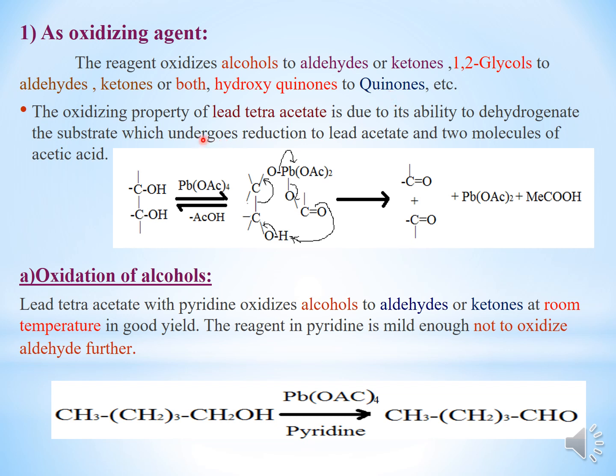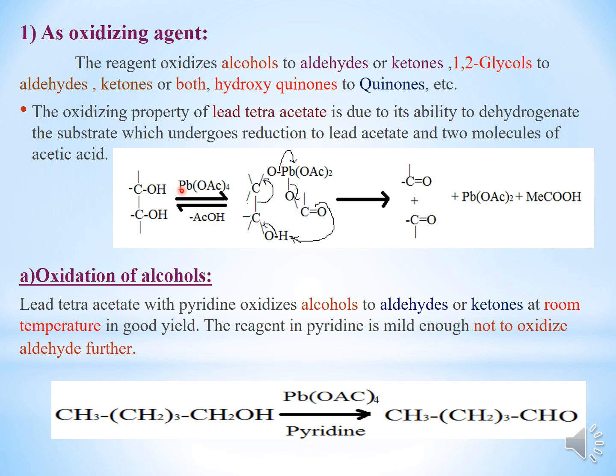Moving on to the next point, we are taking diols, that is glycols, and treating them with lead tetraacetate. What happens here is the formation of a complex moiety. When the diol attacks the lead tetraacetate, one of the oxygens having a lone pair of electrons goes and attacks the lead.